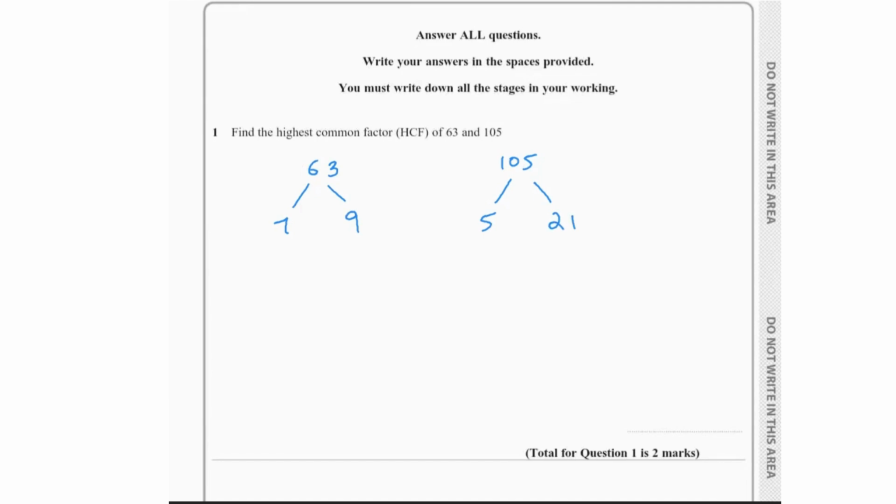Now, if we talk about splitting 7 and 9, we know 7 is a prime number, so that cannot be split into anything. But 9 is not a prime number, and that can be split into 3 times 3. 3 is a prime number once again, so we cannot further break it down. So this is the prime factorization of 63.